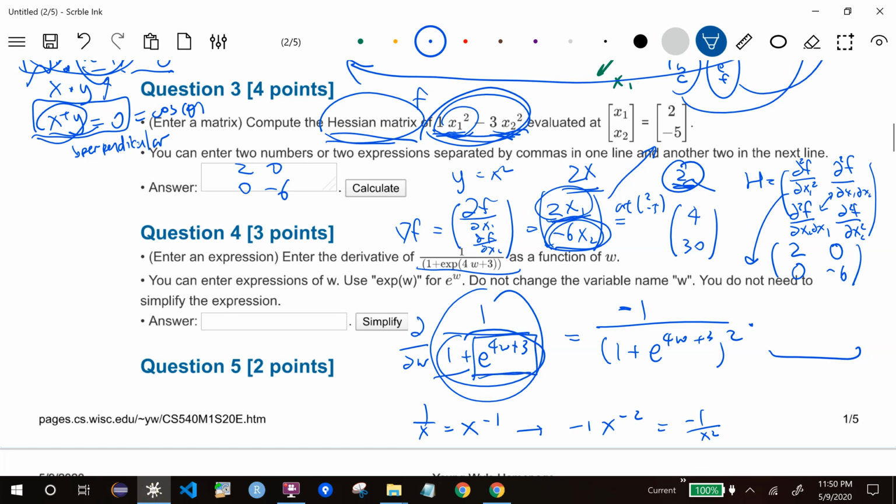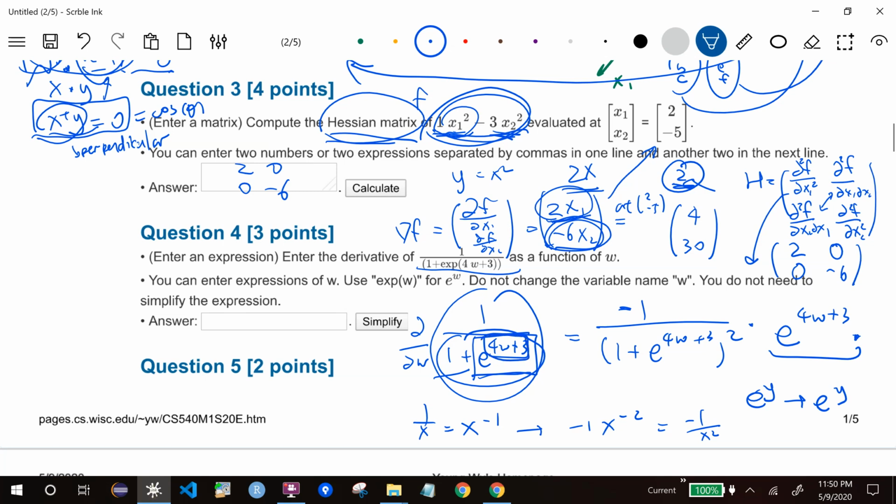But this is a small inner function, so we'll decompose this into two parts. One is e to the sum y. The derivative of e to the y is still e to the y. When you differentiate exponents, it's still an exponent. So we will have the derivative of the outer function, and we multiply it again by the derivative of the inner function, which is this small thing here.